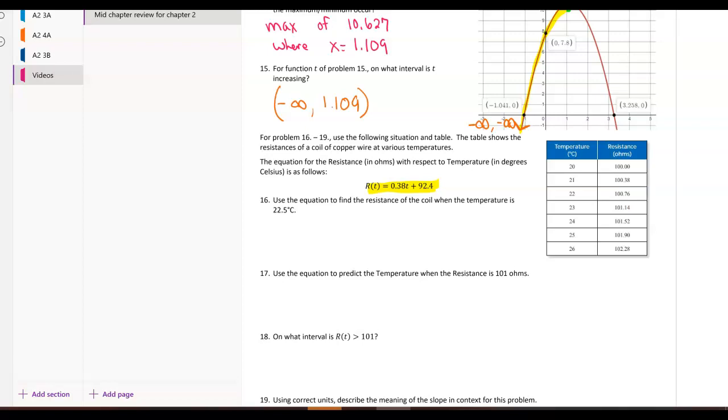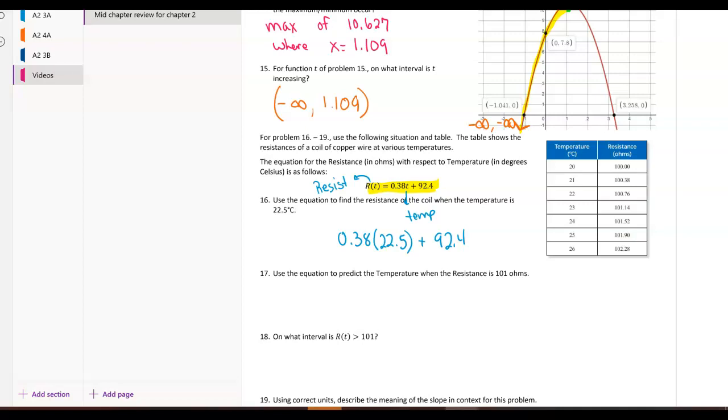So T up here is my temperature, and then this is going to be my resistance based on the temperature. So all I have to do is go to my equation and put 22.5 in for C, and then I would just let the calculator do all the work from here.